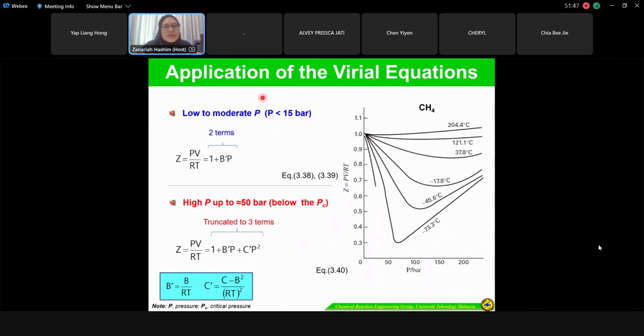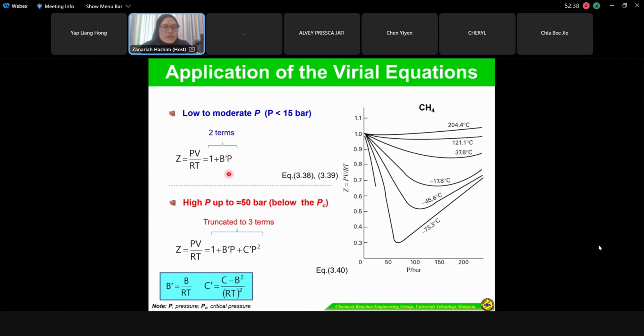All right, so applications of the virial equation. Last Sunday I showed you we can write Z in terms of the virial equation. So you have Z equals 1 plus B dash P. The first term is 1, and then you have B dash P, the second term. When you cut the virial equation just until the second term, we call this the second virial equation. Similarly, you can also have up to 3 terms, which is what we call the 3-term virial equation or the third virial equation.